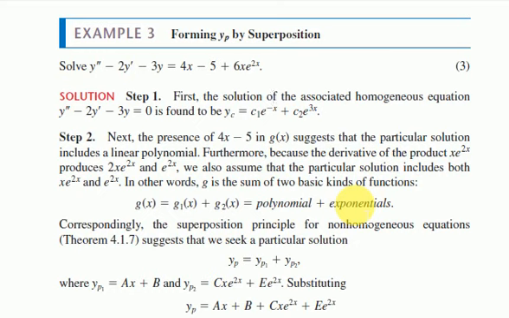Now as our g is made up of two functions, our yp will also depend on these two functions. For g1 of x, a polynomial, we will calculate yp1, and for g2, which is an exponential function, we will have yp2. So to find yp, we will calculate yp1 as well as yp2, and then add them to give yp. Now for this part, 4x minus 5, we took yp1 equal to ax plus b.